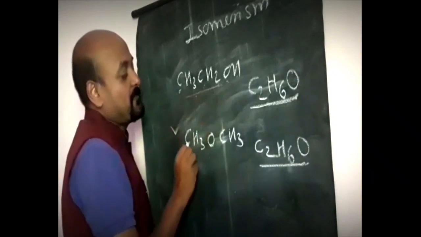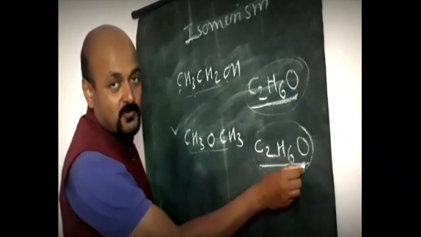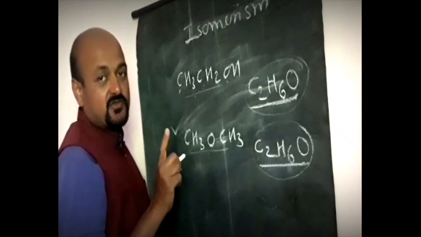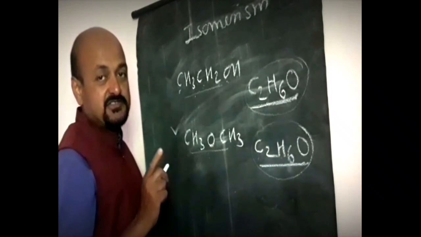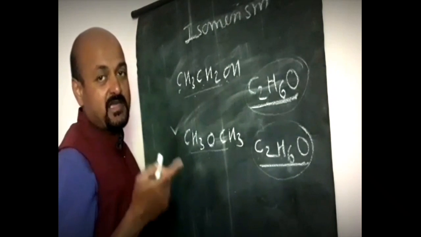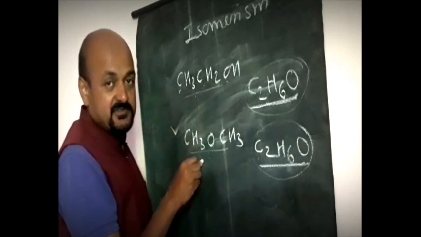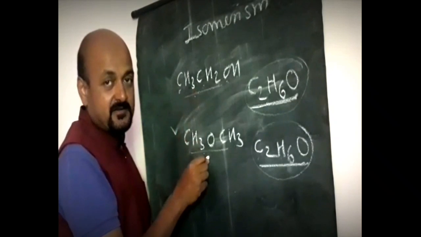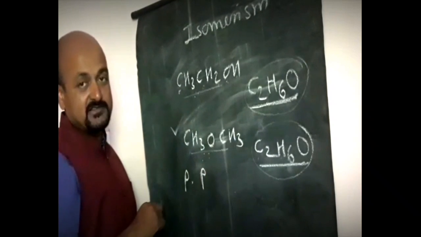Now these two compounds have the same molecular formula, that is C2H6O. Now what about physical and chemical properties? As you know, melting point, boiling point, refractive index, viscosity, density, these are all physical properties, whereas chemical properties mean how these molecules react. Now let us discuss. These two compounds have different physical properties. That means boiling points are different, viscosities are different, densities are different.